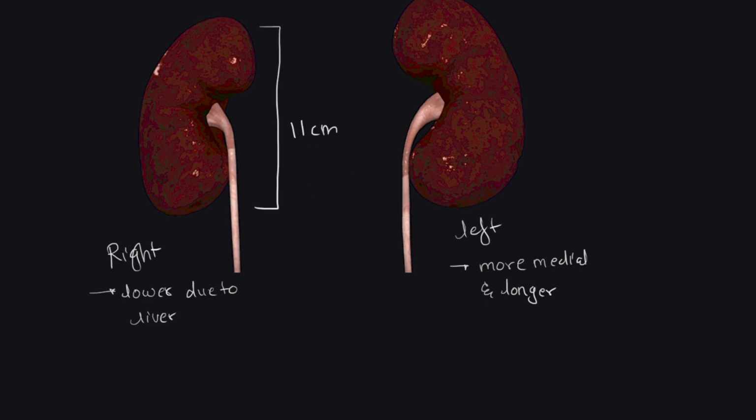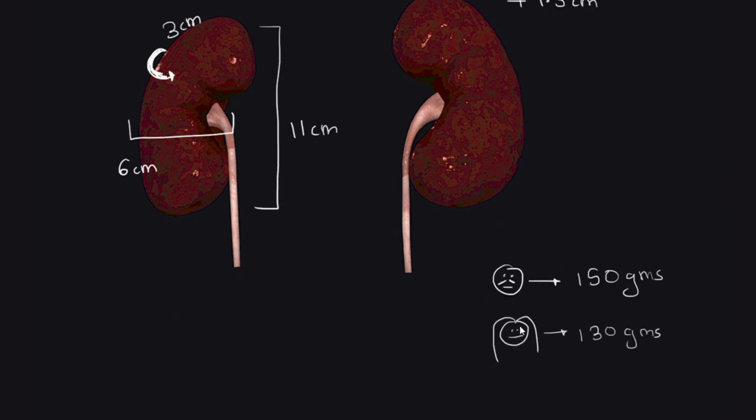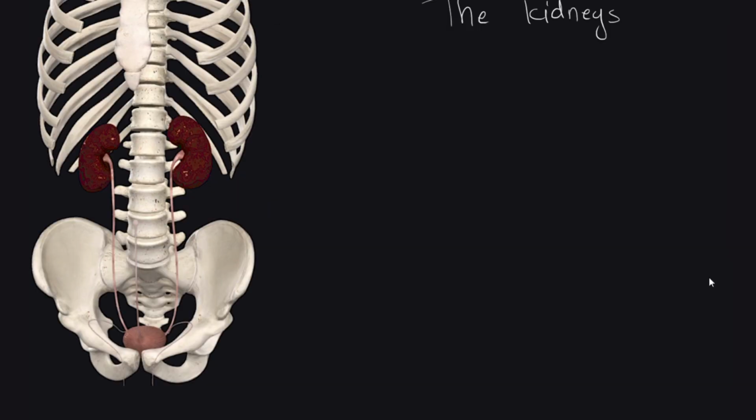The length is 11 centimeters, the width transversely is 6 centimeters, and the thickness is approximately 3 centimeters anteroposteriorly. The kidney is different, as I said before: the left kidney is plus 1.5 centimeters, that means it is 1.5 centimeters longer than the other one. The weight also differs. For example, the weight is 150 grams in males and 130 grams in females.